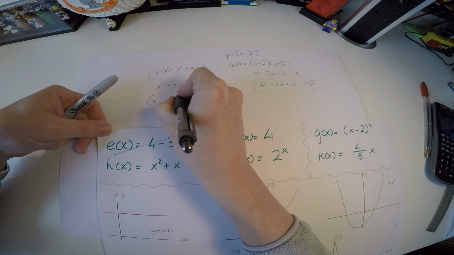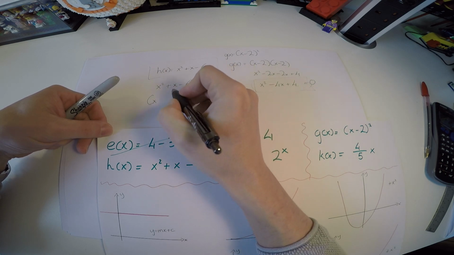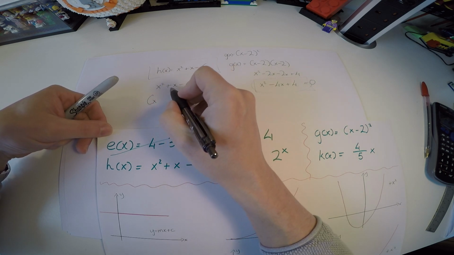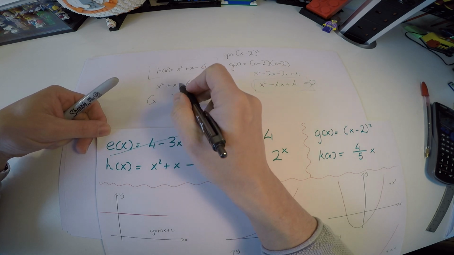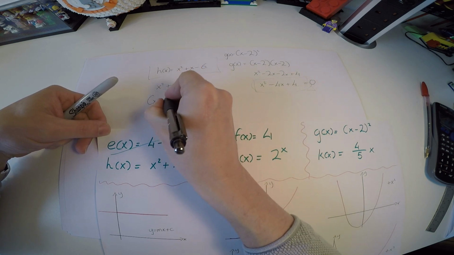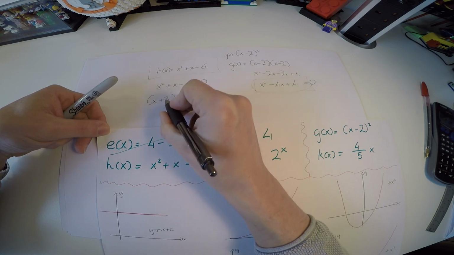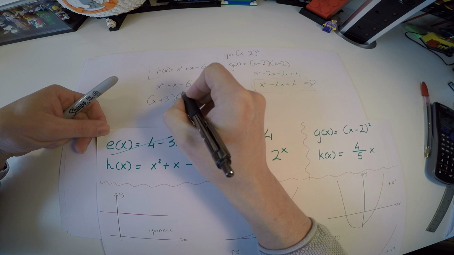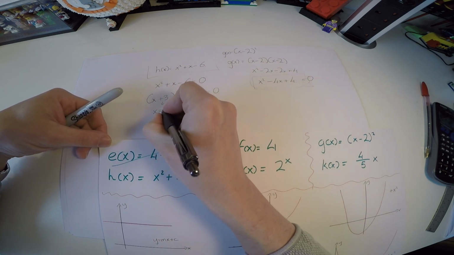For this one, we need 2 numbers that multiply to give us minus 6 but add up to give us the number with x. You can't see a number with x here, but it is positive and it is a 1. So what 2 numbers multiply to give minus 6 but add up to give plus 1? That's plus 3 and minus 2. Plus 3 times minus 2 gives us minus 6, but plus 3 minus 2 gives us that plus 1. So we get down to here, and then we say x must be equal to, you take it outside the brackets.